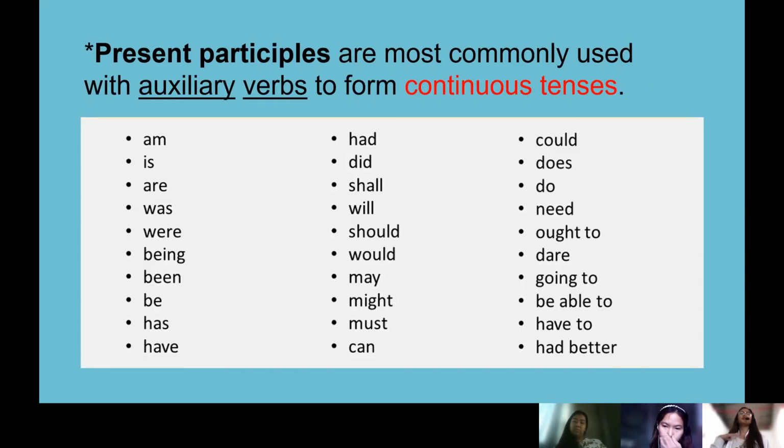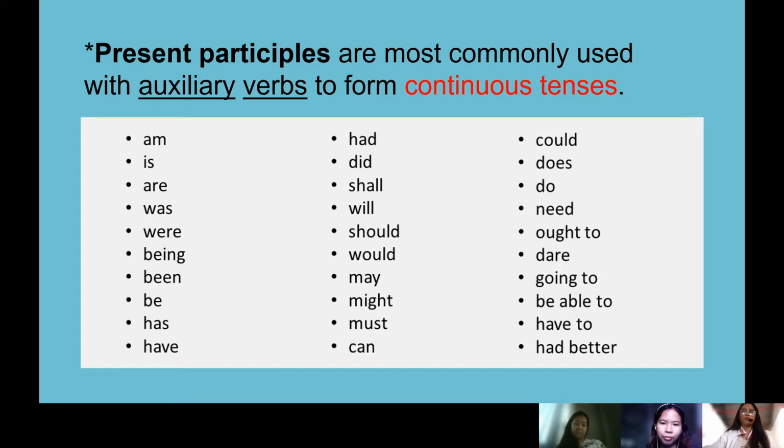First, let us talk about present participles. Present participles are mostly used with auxiliary verbs to form continuous tenses. Do you know what an auxiliary verb is, or do you have any idea? Can you give me an example of an auxiliary verb? Is, are, were. Okay, that is what we call auxiliary verbs.